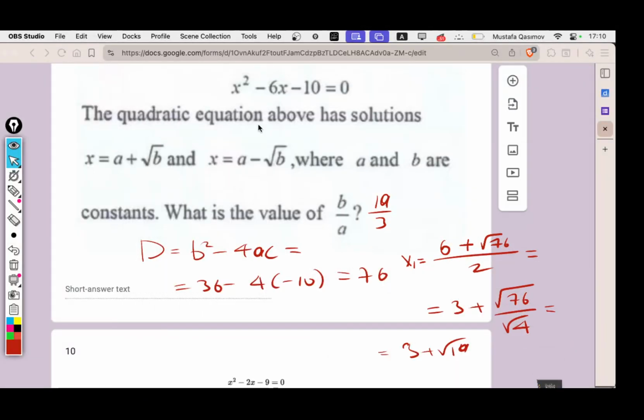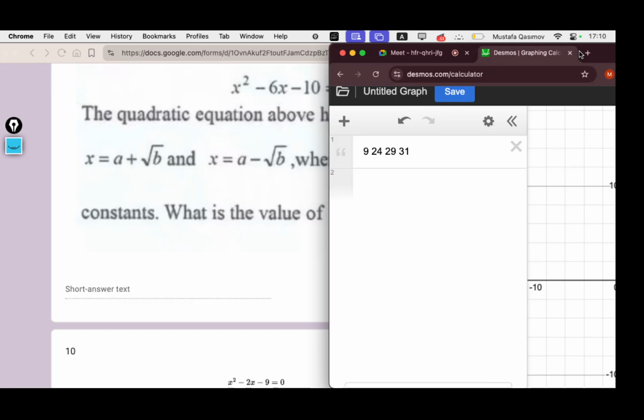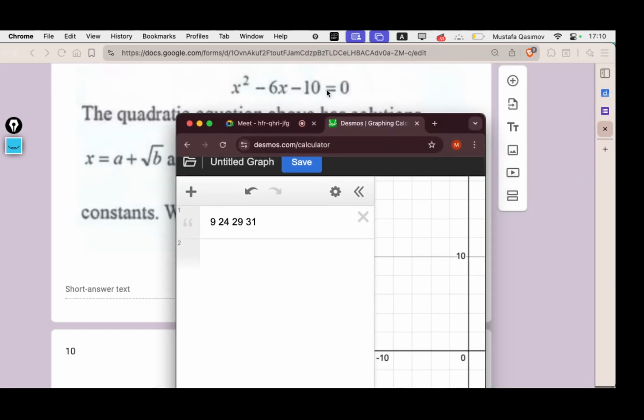Okay, let's continue. You can use this method, you can use the discriminant here, or you can use Desmos. How can we use Desmos? First, we have to write exactly the same equation here. To be honest, if I have this question at my SAT exam, I prefer to use Desmos, because in Desmos we don't need to do calculations, we just have to write here. So you don't make miscalculations.